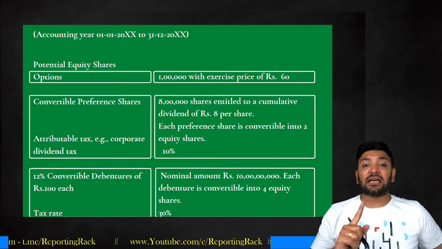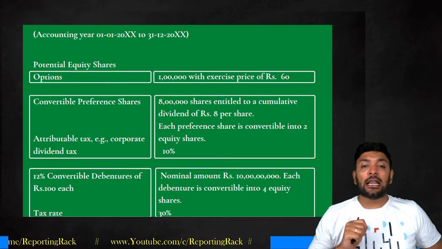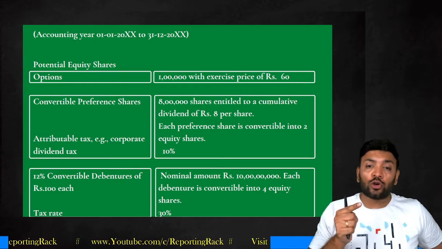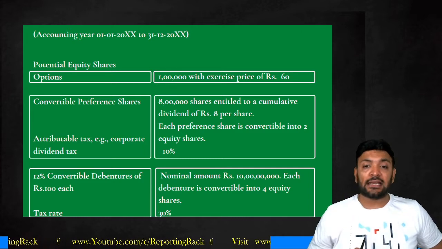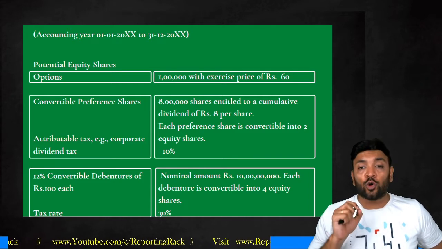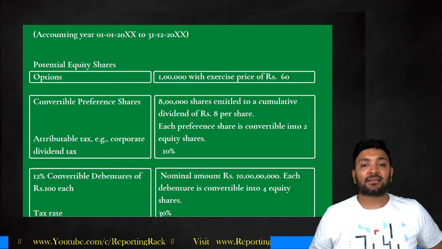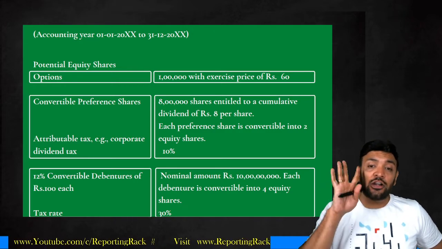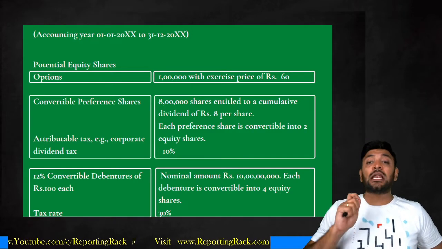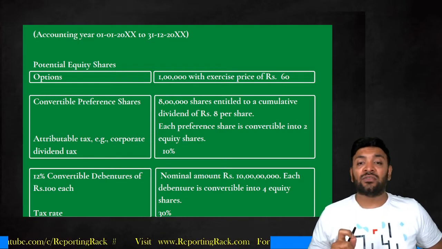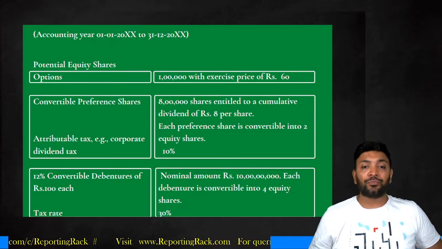Each debenture is converted into 4 equity shares. How many debentures are there? 10 crore total nominal value. Each debenture is 100 rupees. Therefore, the total number of debentures is 10 lakhs. Each one is converted into 4 equity shares. The total number of equity shares that they get on conversion is 40 lakhs.